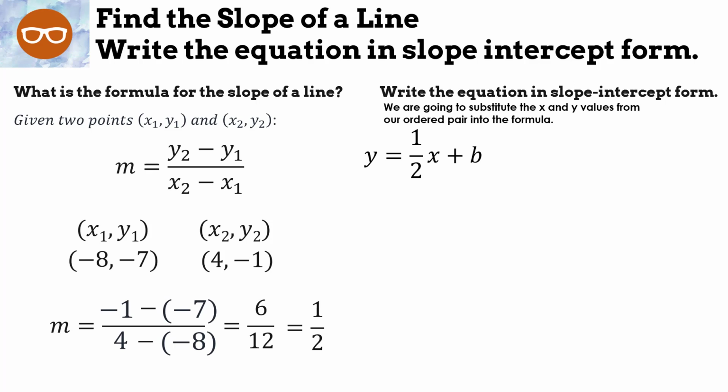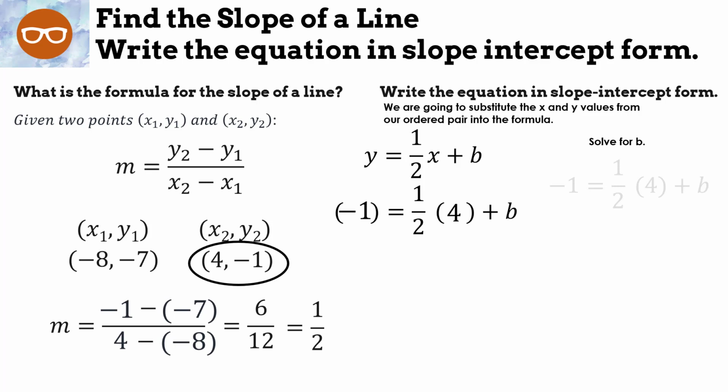We're going to substitute the x and y values from one of the ordered pairs into the formula, just like we've been doing. Now it doesn't matter which ordered pair we use. I decided to use the second ordered pair. You can use the first one, doesn't matter. I'm going to put negative 1 in for y and 4 in for x.